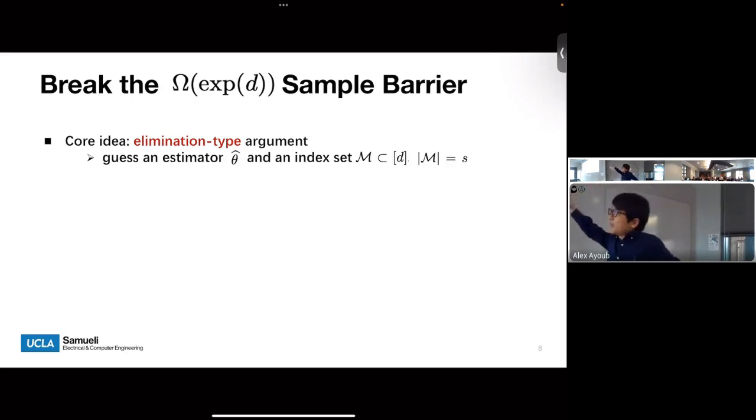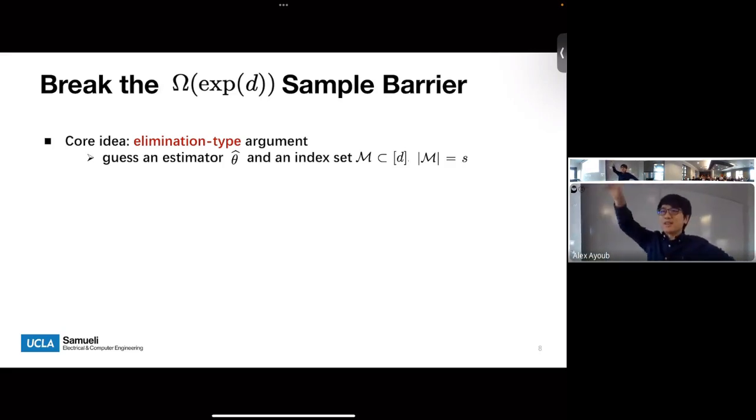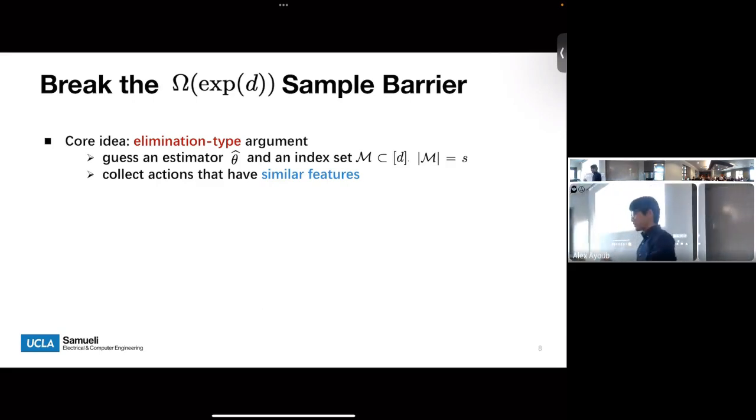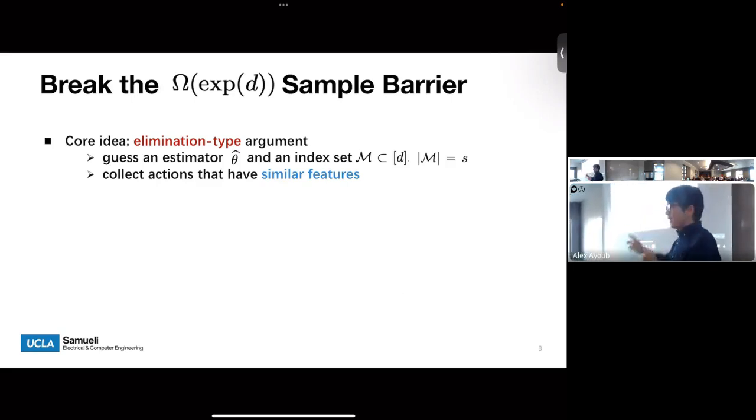For each index set, because it's sparse, we can just guess every possible s set. Suppose that is our index set. For every index set, we can guess a parameter. Overall, that's 1 over epsilon to the s many parameters we can guess. Then we shouldn't query all the actions to check whether that parameter is correct or not. What we can actually do is collect these actions and group them if they have similar features, but similar in the sense of this index set. In this index set, they are similar.